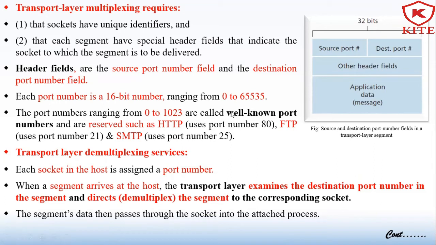port number 25. Then the service provided by demultiplexing at the transport layer: each socket in the host is assigned a port number, and when a segment arrives at the host, the transport layer examines the destination port number in the segment and directs, or demultiplexes, the segment to the corresponding socket, and the segment data then passes through the socket into the attached process.